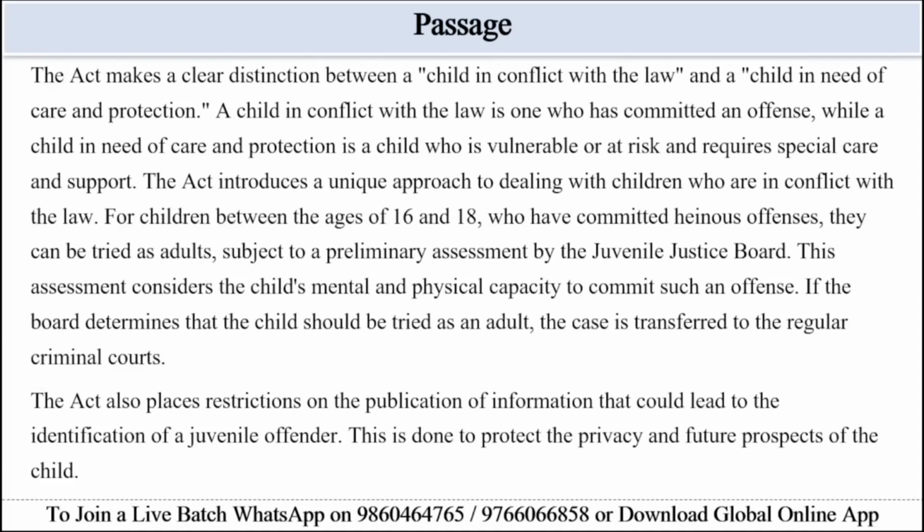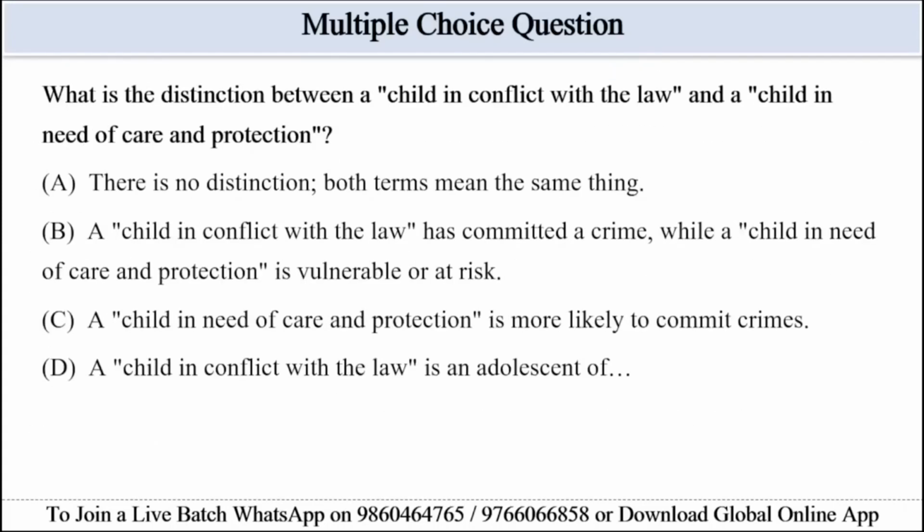So in case of option A, there is no distinction, both terms mean the same thing. This directly contradicts the passage, which explicitly says the act makes a clear distinction between two categories. In case of option C, a child in need of care and protection is more likely to commit crimes. The passage does not say anything about the likelihood of committing crimes. It describes this child as vulnerable or at risk and needing care, not as more likely to offend.